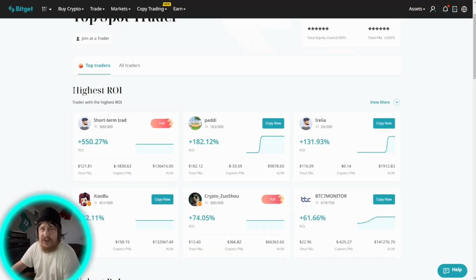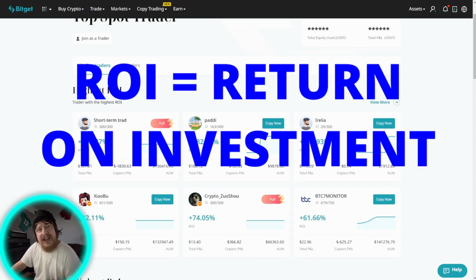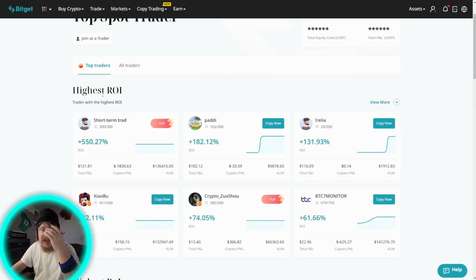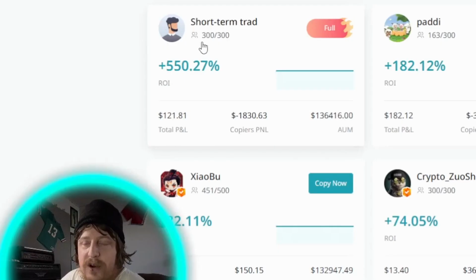So right here it's first showing traders based on the highest ROI, which stands for return on investment. But here's the key. If you look down here at, for example, this very first guy, or gal, it says short-term trad. And below his name, it shows that he has a plus 550% or just over return on investment. But if you look below and dive a little deeper, it shows his total profit and loss. He's made $121.